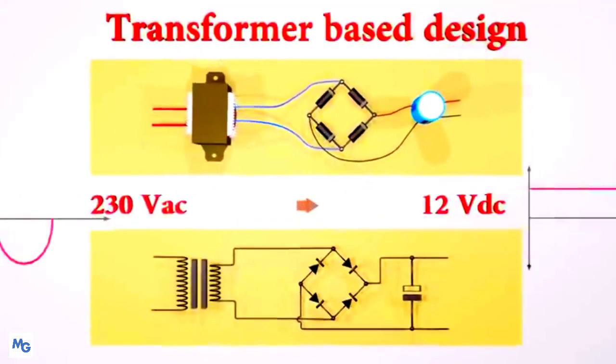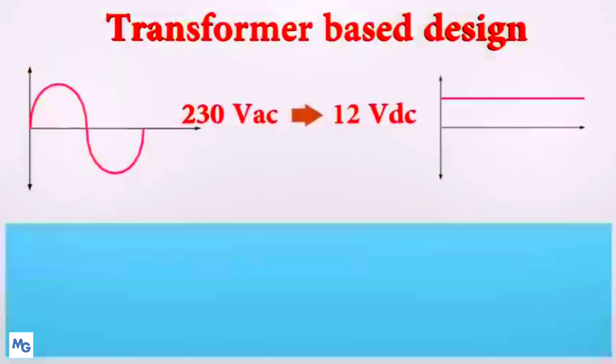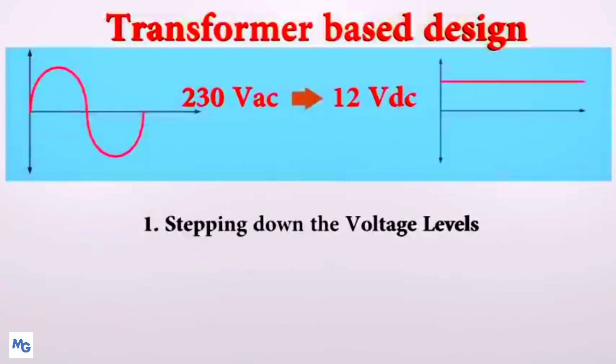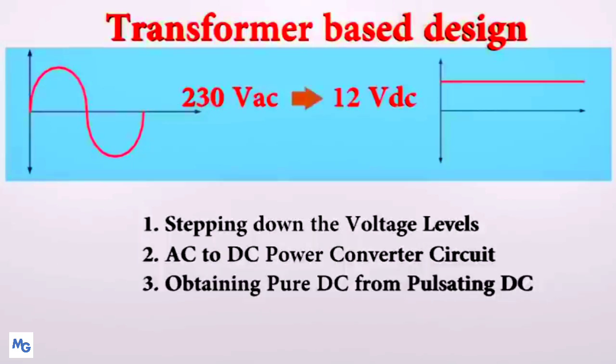Let's discuss how to convert 230 V AC into the desired DC value. In this video, we are describing a traditional transformer-based design. For ease of understanding, let's say we are going to convert 230 V AC into 12 V DC. It consists of 4 simple steps. 1. Stepping down the voltage levels. 2. AC to DC power converter circuit. 3. Obtaining pure DC from pulsating DC. 4. Regulating DC voltage. Let's discuss one by one.